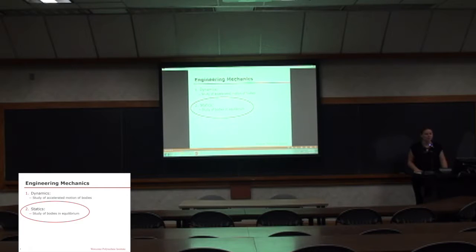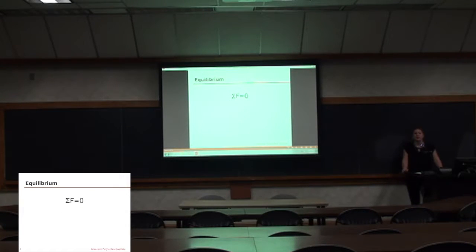They're in equilibrium. So what exactly does equilibrium mean? Equilibrium means that the sum of the forces equals 0. So the sum of the forces acting in the x direction equals 0. The sum of the forces in the y direction equals 0. Which also means that the sum of the moments equals 0.